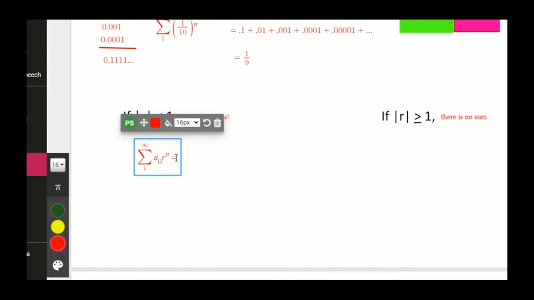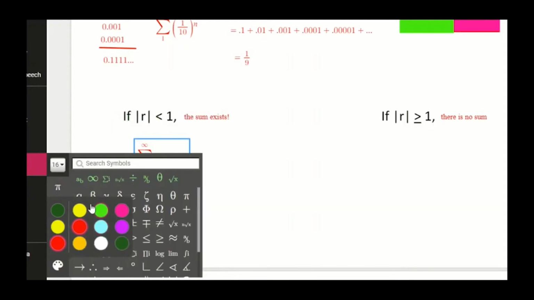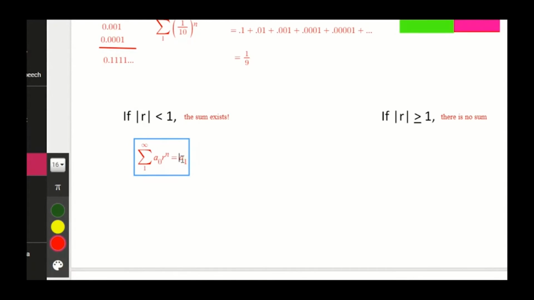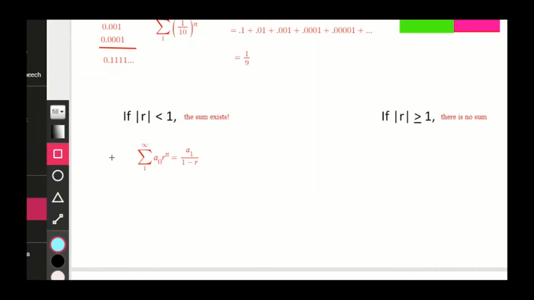And here's the formula to calculate the answer. It's actually a pretty simple formula. The first term, a sub 1, divided by 1 minus the common ratio. That's it. That's your equation right there.